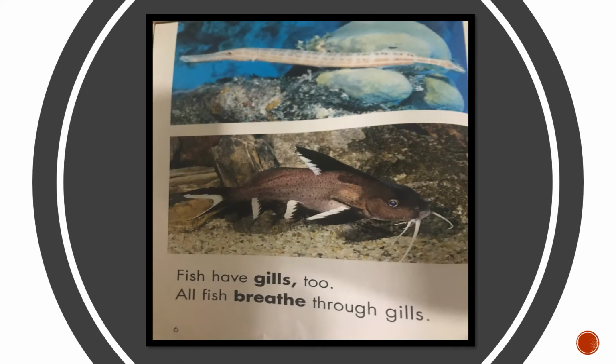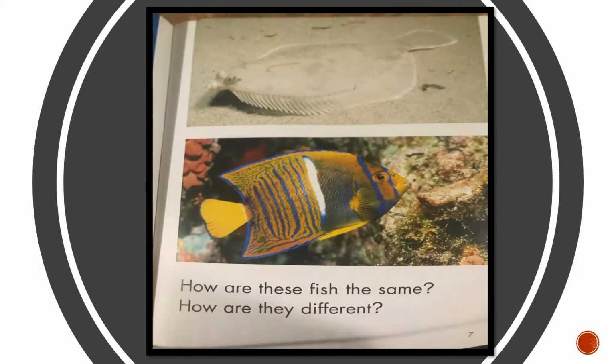Okay, so we're going to turn over to page 6. Fish have gills too. All fish breathe through gills. Look at that top picture. That's a very interesting type of fish, isn't it? If you look very, very closely, you can see some small gills. But if you look at the fish at the bottom, you can see his more predominantly. You can see the edge of the gills and how they're open, sucking in that water to get the oxygen filtered out.